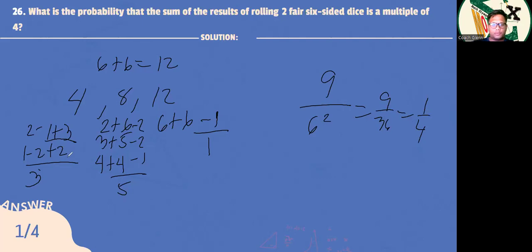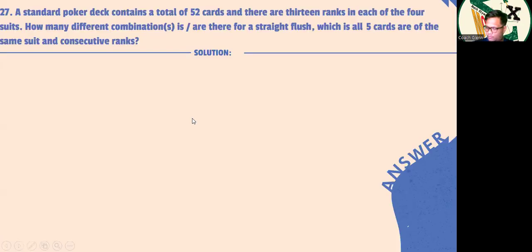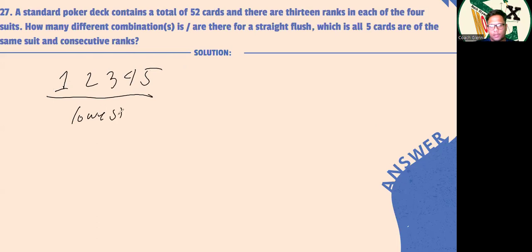If there are no more questions for this one, then let's have the next one. A standard poker deck contains 52 cards, and there are 13 ranks in each of the 4 suits. How many different combinations are there for a straight flush, where all of the 5 cards are of the same suit and consecutive ranks? For this one, we need to get how many possible consecutive ranks. To do that, all we need to do is 1, 2, 3, 4, 5. So that's your lowest, and that means your highest will now be 5. And then your last number is 13 because we have 13 ranks.